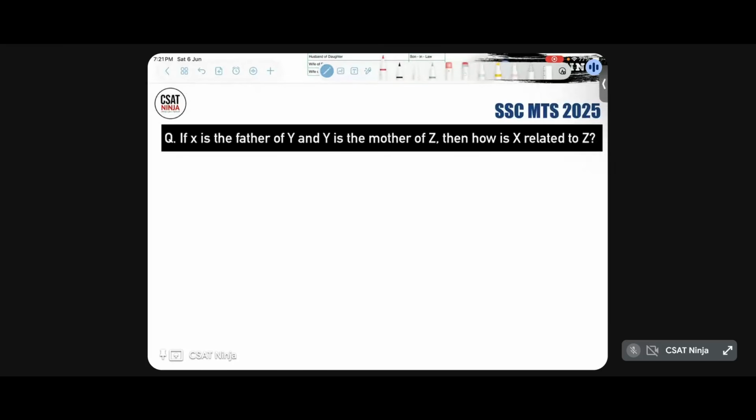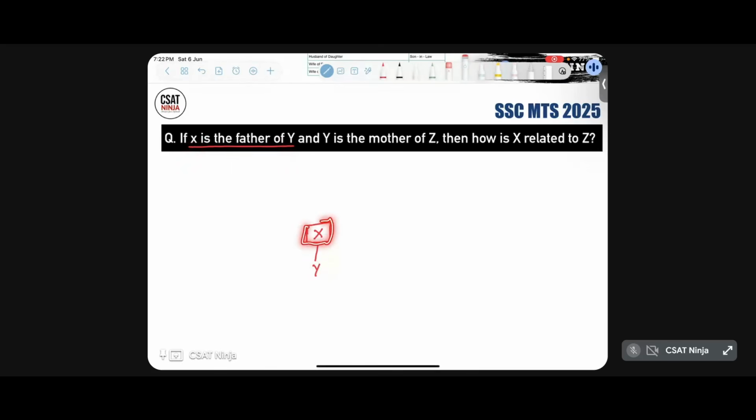So the first statement says that X is the father of Y. And how can we represent that? X is the father, which means I'm going to represent it with a box. And father means they are in a different generation. X is the father of Y. That means X is one generation above Y and X is the father.